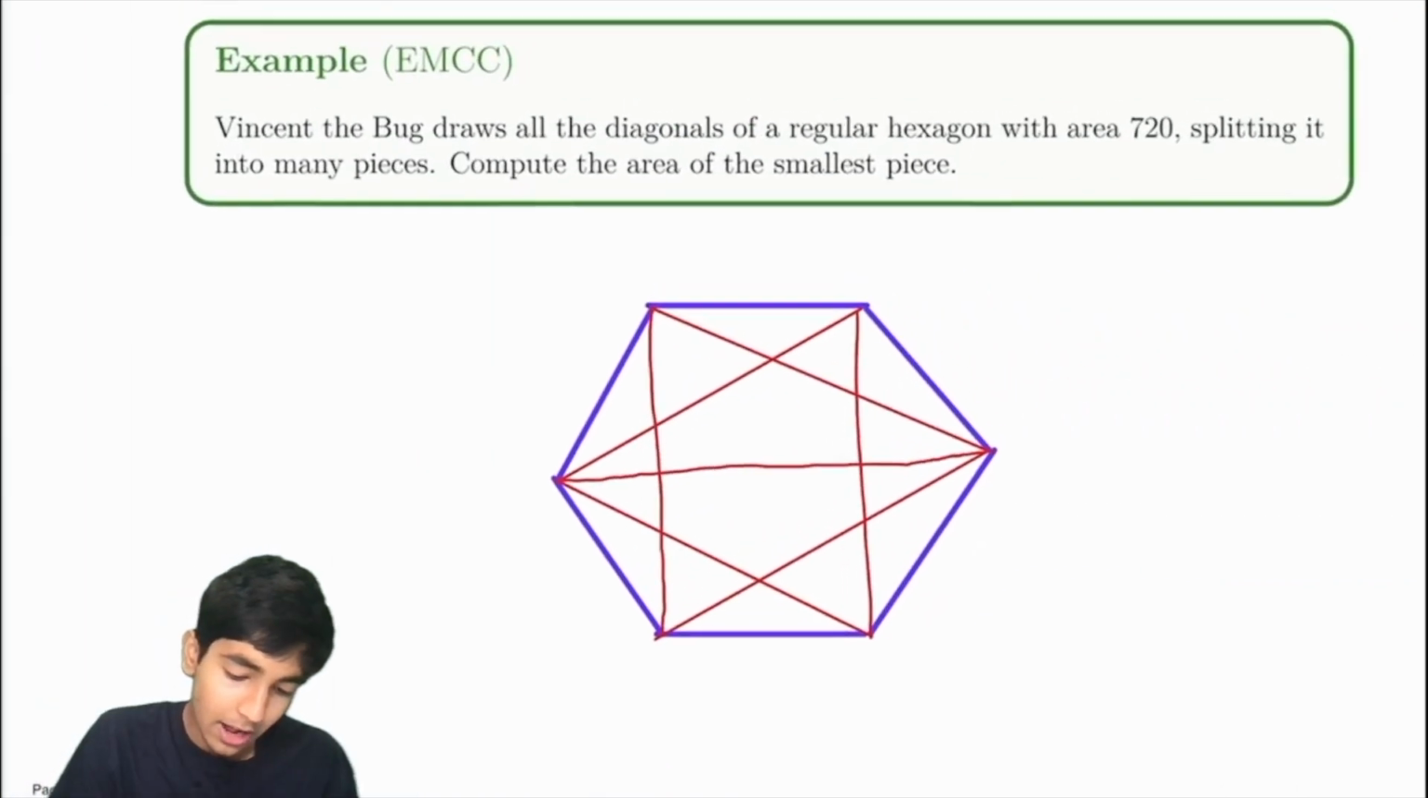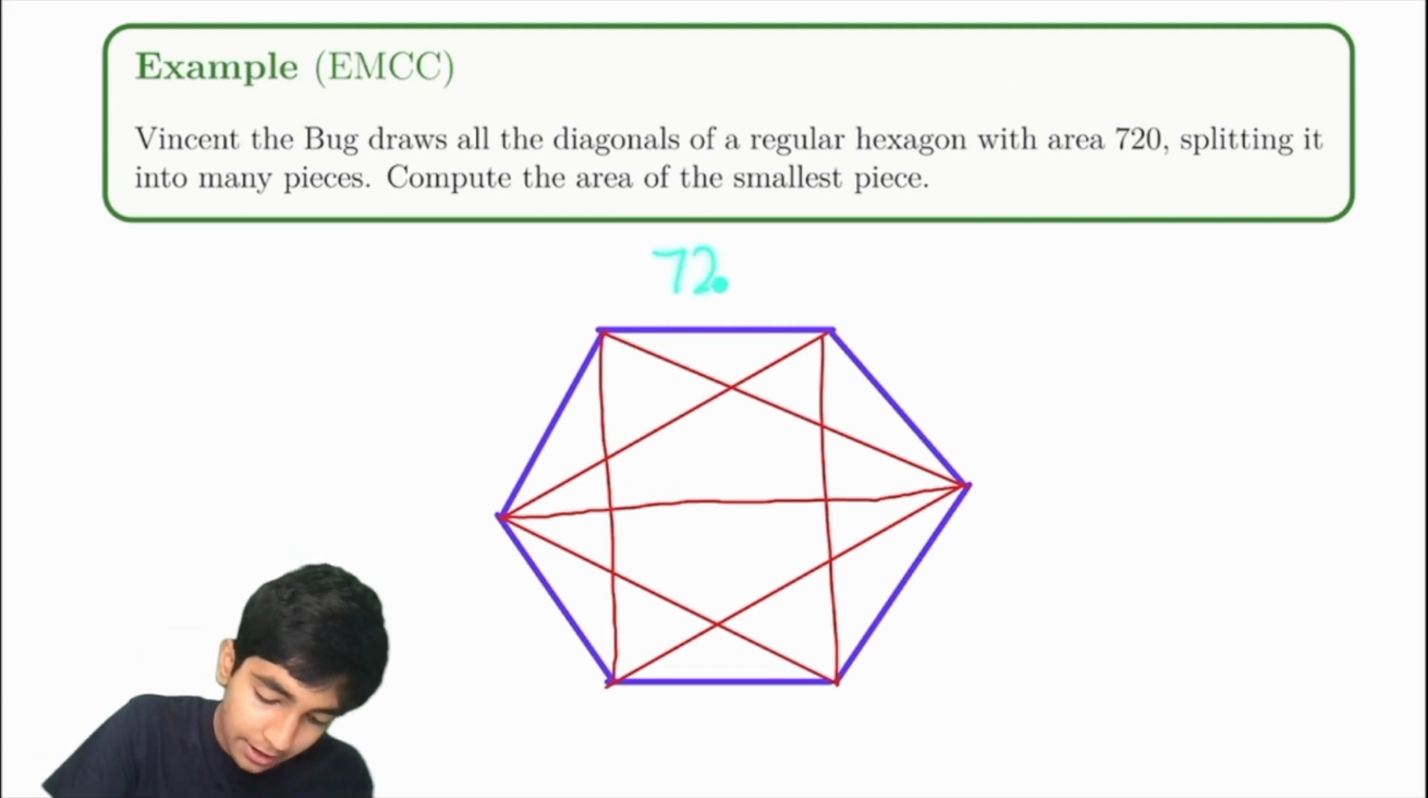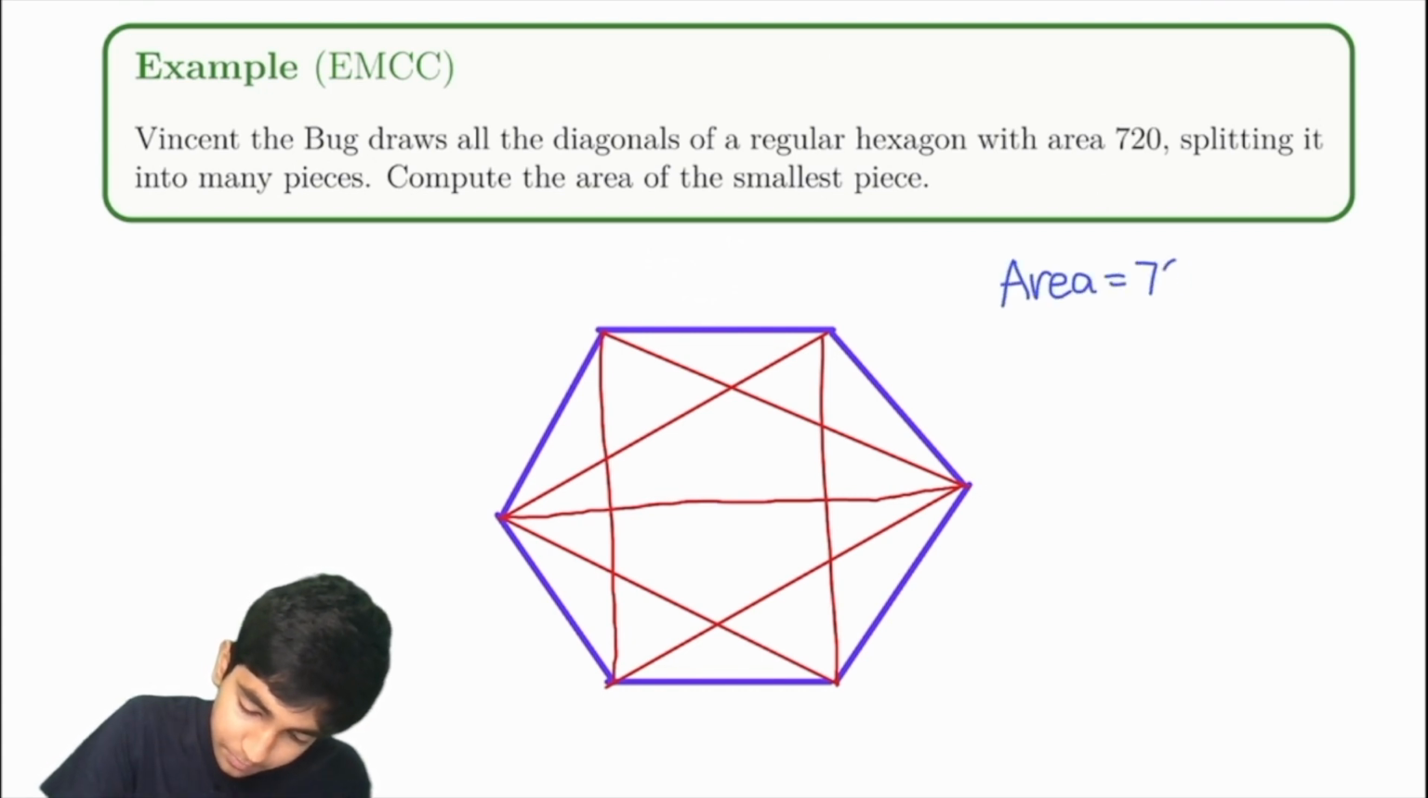Okay, now let's try this problem. Vincent the Bug draws all the diagonals of a regular hexagon with area 720, splitting it into many pieces. So this hexagon has area 720. Find the area of the smallest piece. So this is the area of the hexagon.